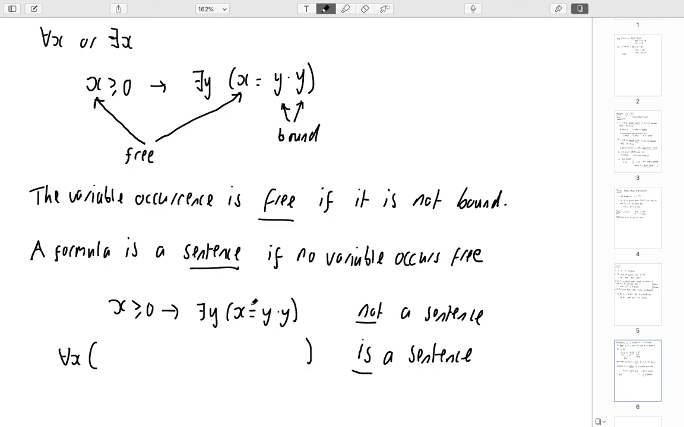And sentences are important because their truth values do not depend on what interpretation we assign to the variable. So only when you've got free occurrences of variables is the interpretation of those variables important. If you've got universally or existentially quantified variables, then we're not talking about a particular interpretation of them, but we're quantifying over all possible interpretations of the variables.